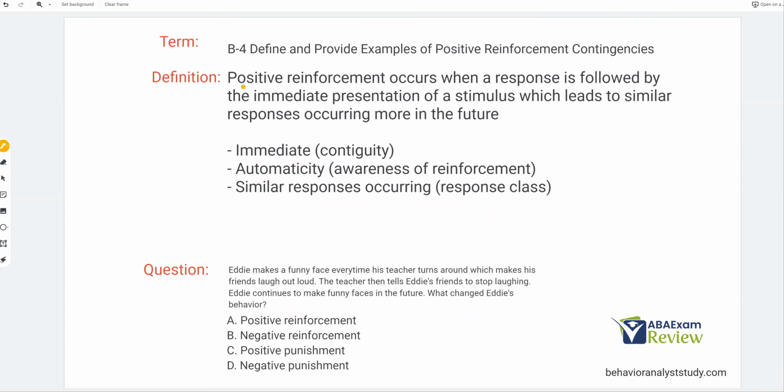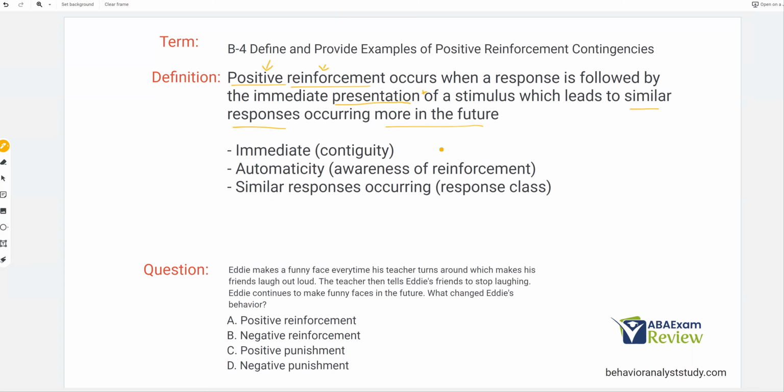So positive reinforcement, okay, occurs when a response is followed by the immediate presentation of a stimulus, which leads to similar responses occurring more in the future. What are our key ideas here? So it's a consequence, obviously. So it's following a response. It's the presentation. So we're adding a stimulus, positive, which leads to responses occurring more in the future. So reinforcement. And notice that it says similar responses. When you reinforce, you're not reinforcing one response. You're reinforcing a response class.